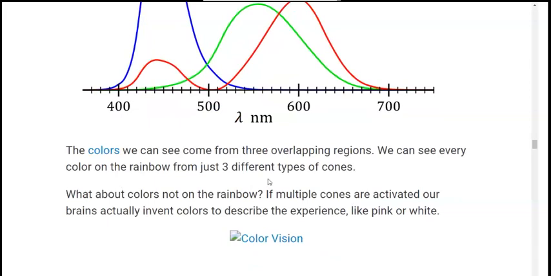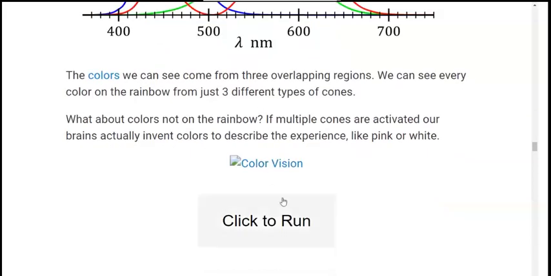What about colors not on the rainbow? If multiple cones are activated, our brain actually invents colors to describe the experience, like pink and white. You know that white is not a color. White is basically the presence of all colors. And pink is not a natural color, but a mixture of 2 or more colors.